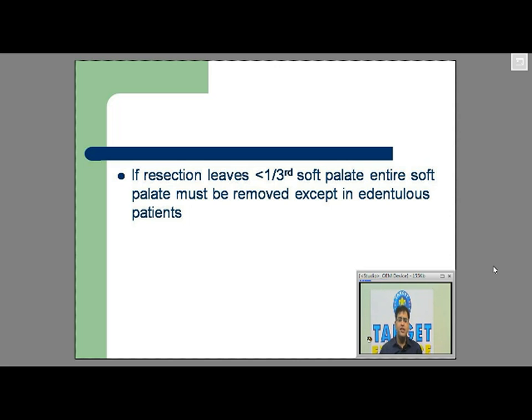So whenever during resection it is found that less than 1/3 of soft palate is remaining after surgical resection of the tumor with clean margins, the surgeon should always be advised to resect the complete palate if less than 1/3 of soft palate is remaining after the surgery. So options here were if half is remaining or 1/3 should be left intact. So the correct answer is that if less than 1/3 is remaining, everything should be removed.